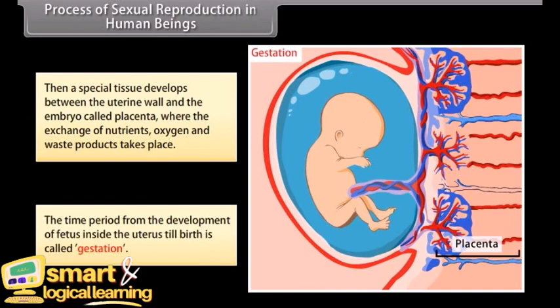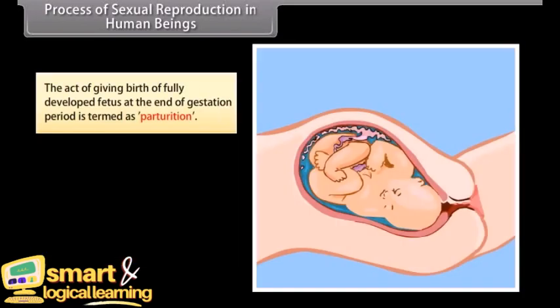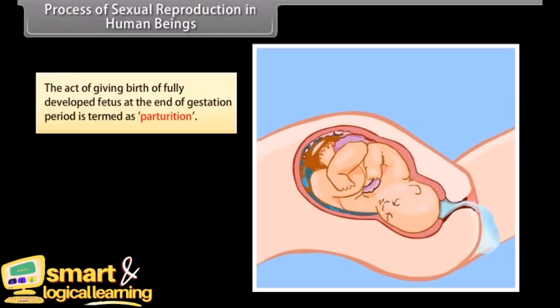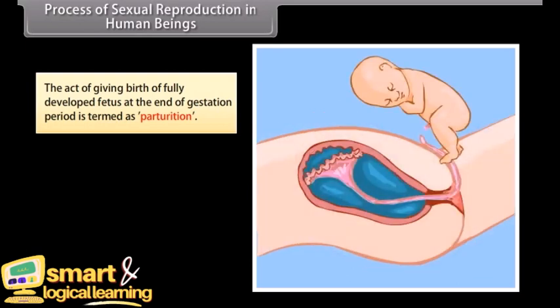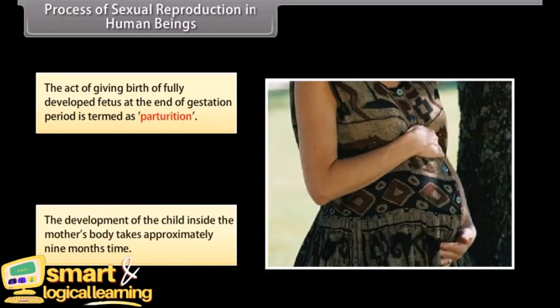The time period from the development of the fetus inside the uterus till birth is called gestation. The act of giving birth to a fully developed fetus at the end of the gestation period is termed as parturition. The development of the child inside the mother's body takes approximately 9 months.